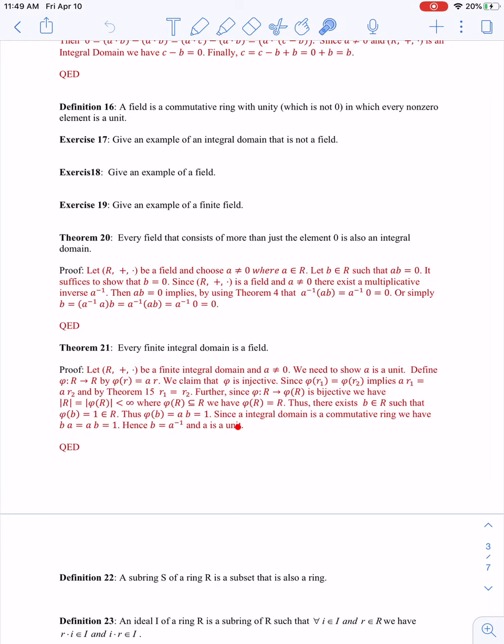And what does that imply? That A is a unit. That's exactly what it means to be a unit. So what did I do? I assumed I had A non-zero, and what did I show? It had to be a unit. Therefore, my theorem is proven, and I've shown that every finite integral domain is automatically a field.